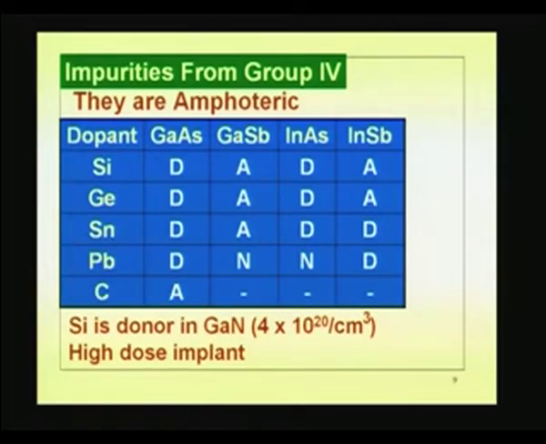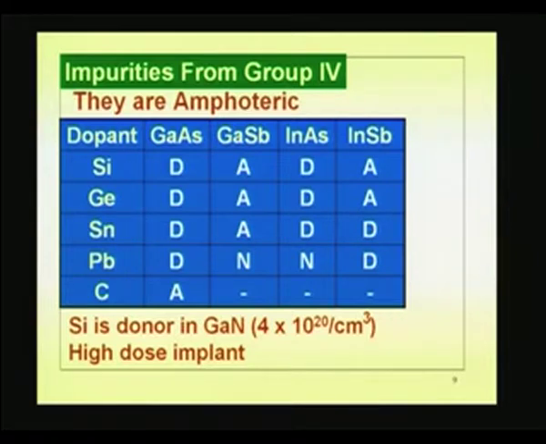Okay, now we have discussed the donors from the 6th group sitting on the arsenic side, acceptors from the 2nd group, okay, 2nd group elements sitting on the gallium side forming acceptors, elements from the 6th group sitting on the arsenic side forming donors. What about the 4th group elements? Okay, they are amphoteric. Amphoteric meaning it can go either way. It is the greatest opportunist, because if it has a chance, it can go and sit on the gallium side. Okay. If it is given a chance, it will go and sit on the arsenic side.